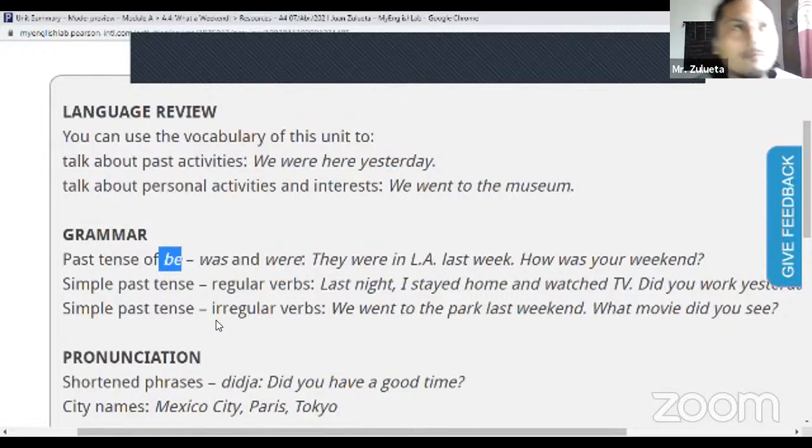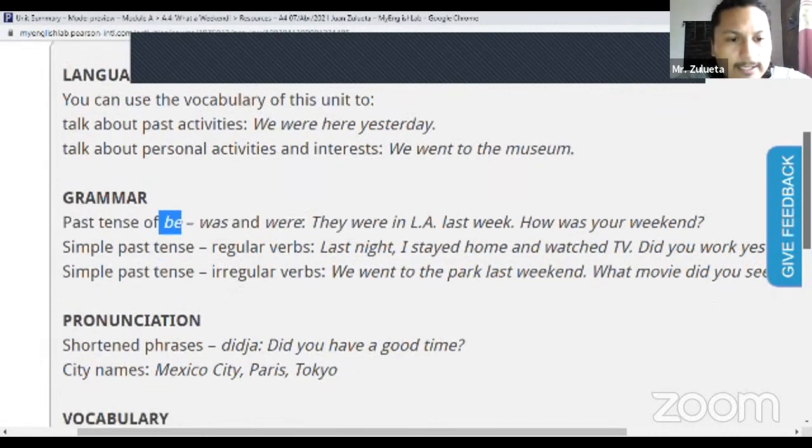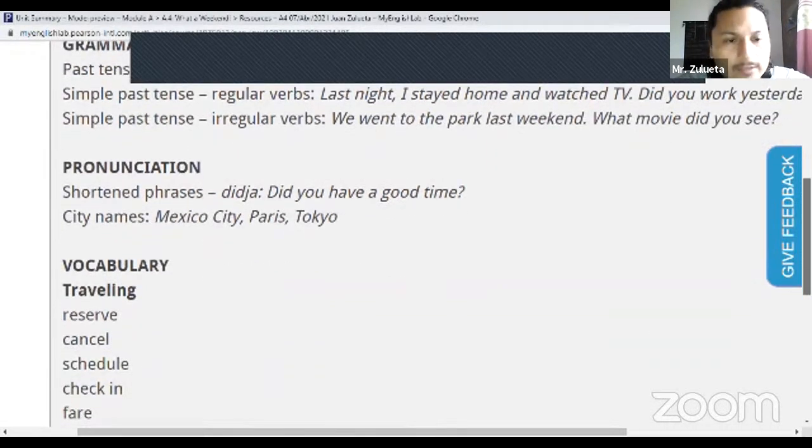For example, if we choose the verb play, then it would be I play, you play, he or she plays. I only add the S in third person singular, but the verb to be is really, really unique. Well, so far, that's what we are concentrating on.